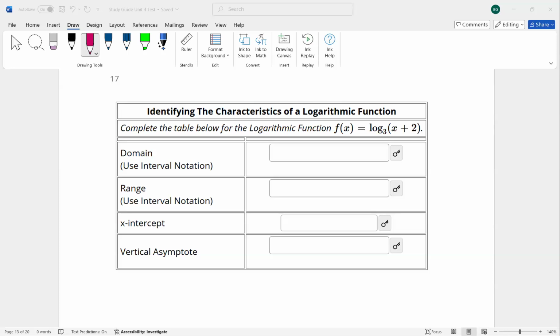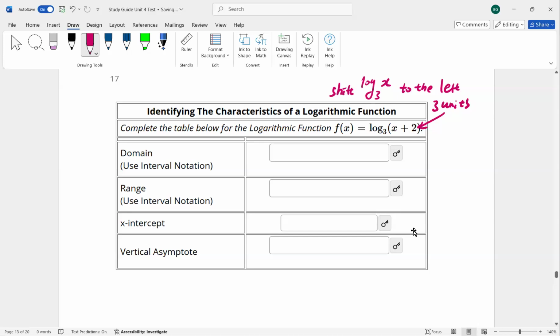Number 17, identifying the characteristics of a log function, completing the table for this function f of x equals log with base 3, and argument is x plus 2. So we add 2 to the variable x. Now that means we shift to the left 2 units, okay? Shift log with base 3 of x, the mother function, to the left 2 units to get this function.